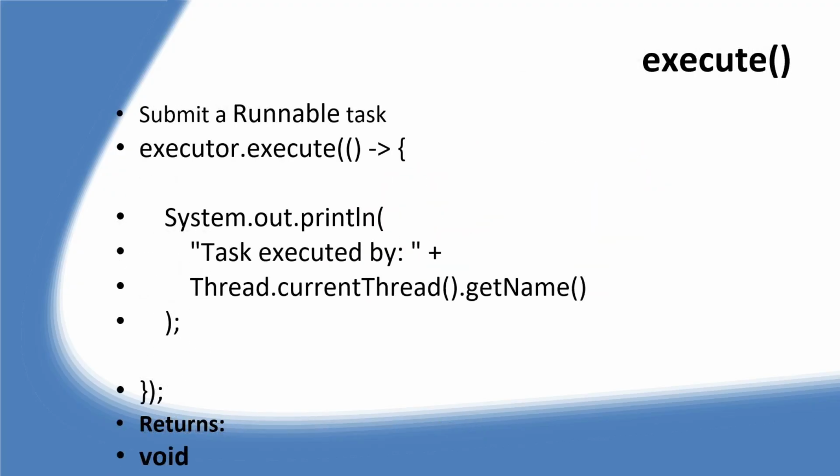There is a method called the execute method. One way to submit a task is using the execute method. Execute accepts a Runnable task. So inside execute we are passing a Runnable task. This is the task that will be performed as part of the worker thread provided by the executor. So execute accepts a Runnable task. This task is submitted to the executor.